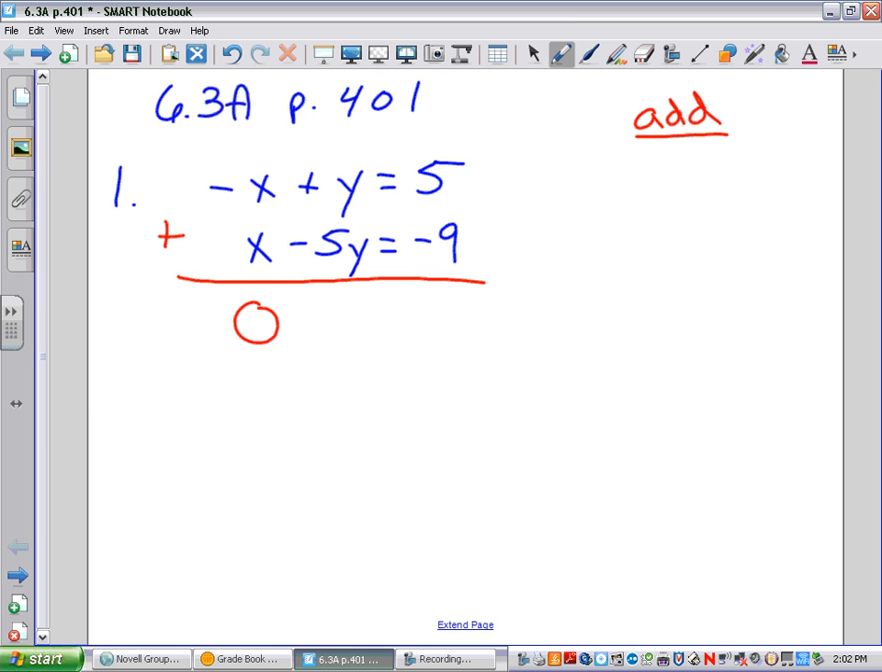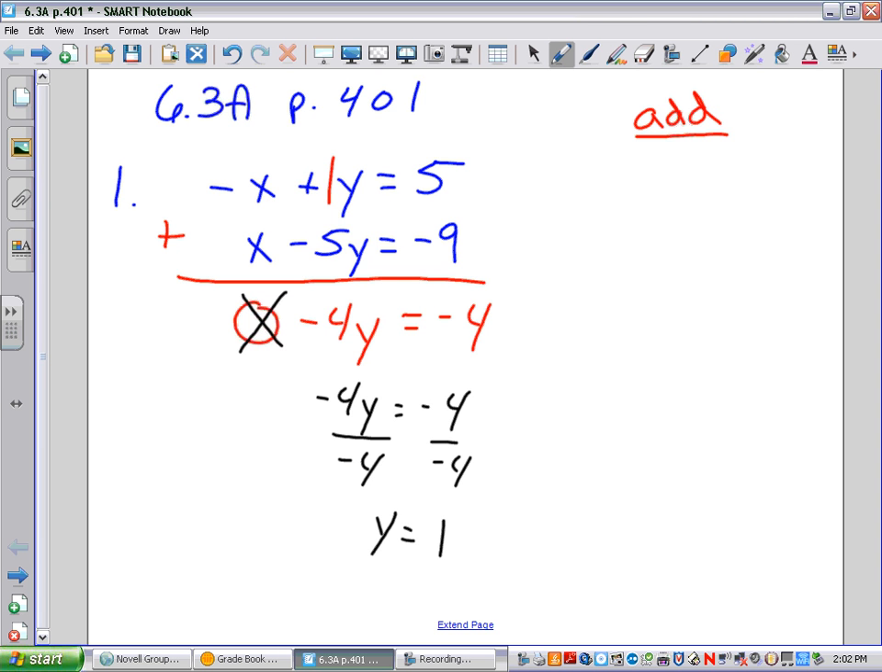The next column, well, that's a 1y plus a negative 5. That'd be negative 4y equals 5 plus negative 9 would be a negative 4. Well, really, you don't need that 0 out front. So really, you just have negative 4y is negative 4. And you just divide now by negative 4, and you get y equals 1.